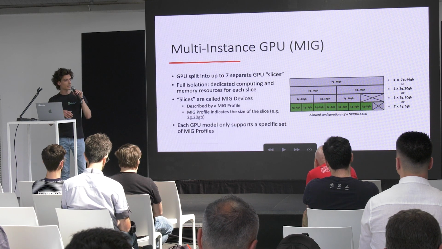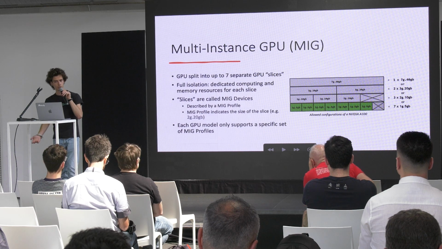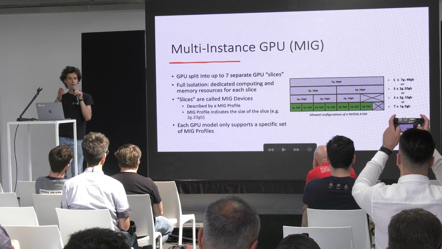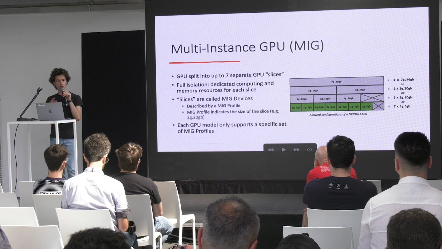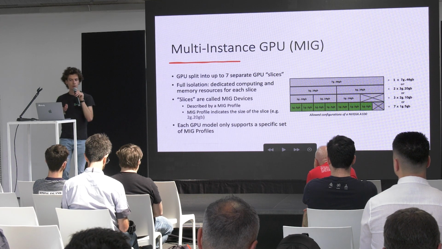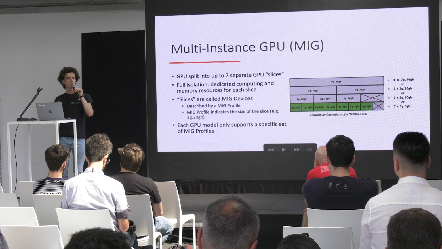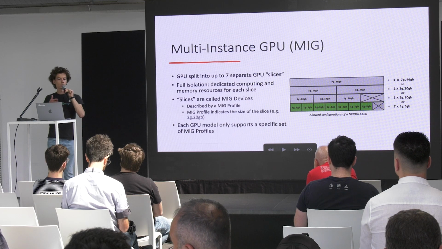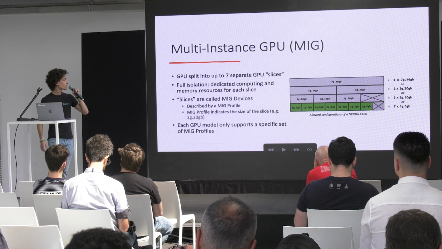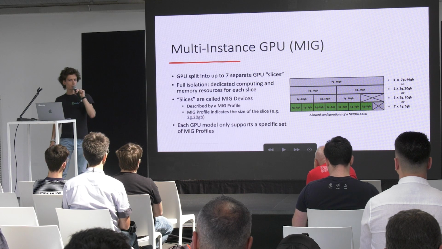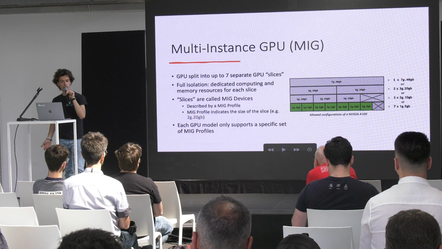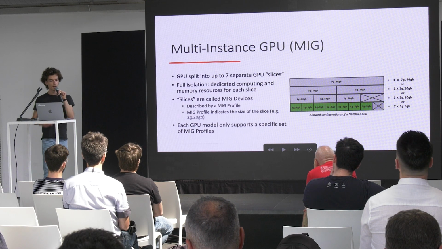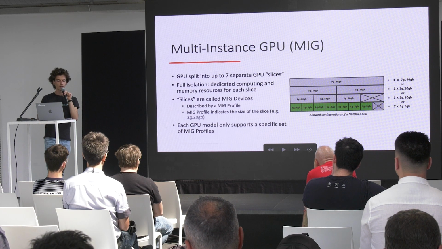On the opposite of time slicing, you have multi-instance GPU. With multi-instance GPU, the GPU is actually split into up to 7 slices. And these slices are really physical slices, so they're fully isolated. Each slice gets its own memory and computing resources, so processes cannot affect each other. And these slices are called MIG devices. And each MIG device is described by a MIG profile, which describes the size of the slice. And it does so using a naming convention.